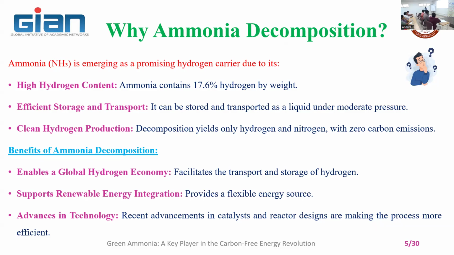For clean hydrogen production, decomposition yields only hydrogen and nitrogen, with zero carbon emissions. But they claim the product is going to be nitrogen and hydrogen, so what is the mode of energy input you are going to provide to break the ammonia into nitrogen and hydrogen? If you are taking the energy from the grid, then don't claim that it is zero carbon emissions. If the energy input you provide to the reactor to break ammonia into nitrogen and hydrogen comes through a green route, then we can claim zero carbon emissions.